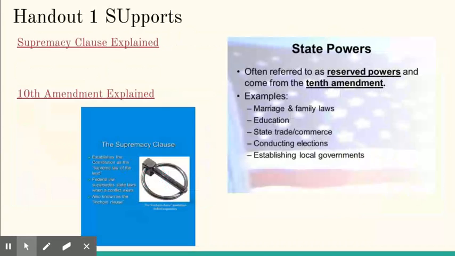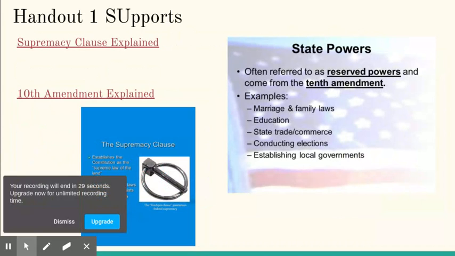Today, at the end of these slides, there are some supports for our handout. I'm going to show you the other video soon on what is required for today's assignment. Let's dive into the Supremacy Clause.